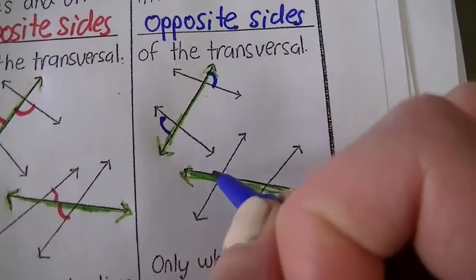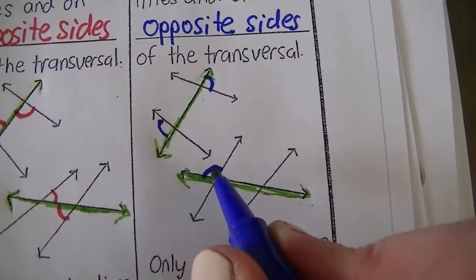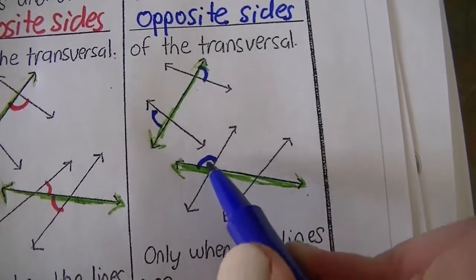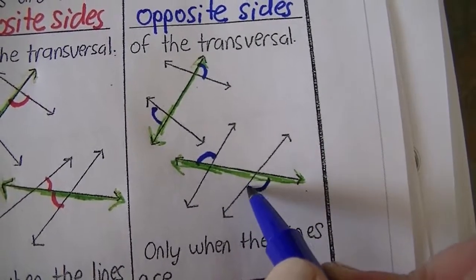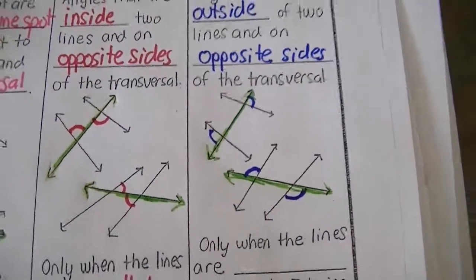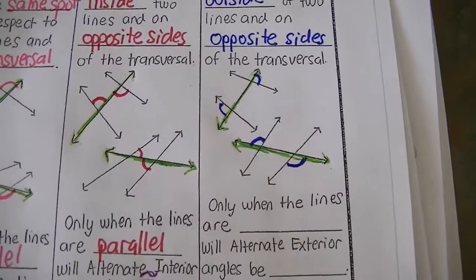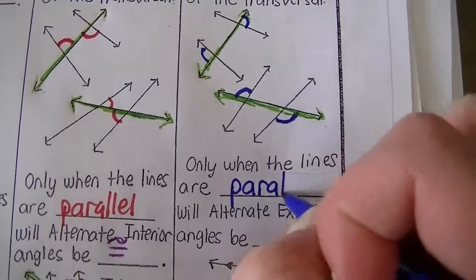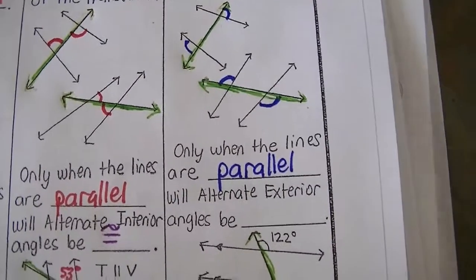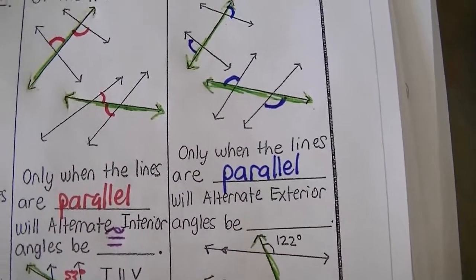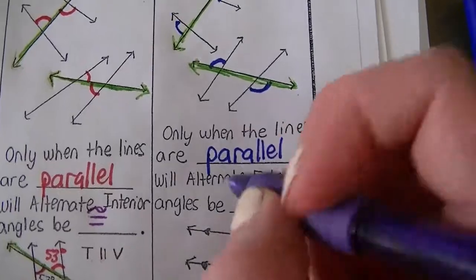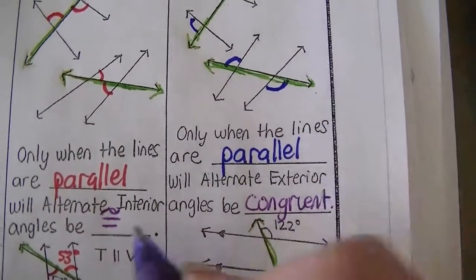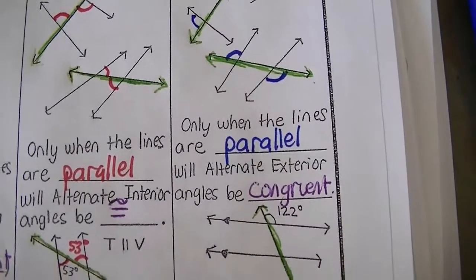Okay, let's try another one. How about this guy right here? Alternate exterior angles. So you're going to go, it's not on the inside, so don't even look there, but it's right there, okay? And there's also something very special about alternate exterior angles, but only when the lines are parallel. So only when the lines are parallel will alternate exterior angles be congruent. And I'm going to write out congruent. Okay, or you could do the symbol, but they mean the same thing.